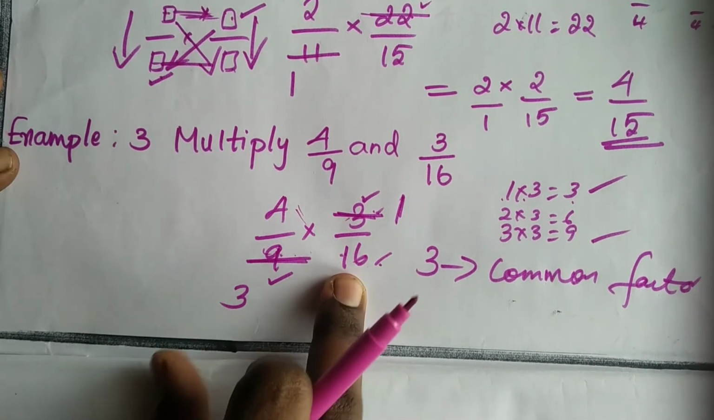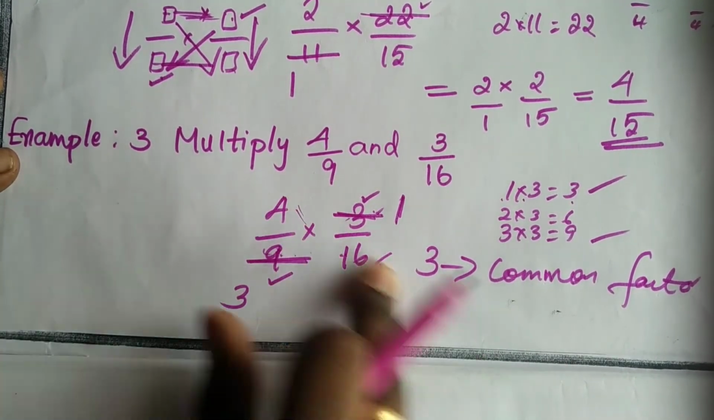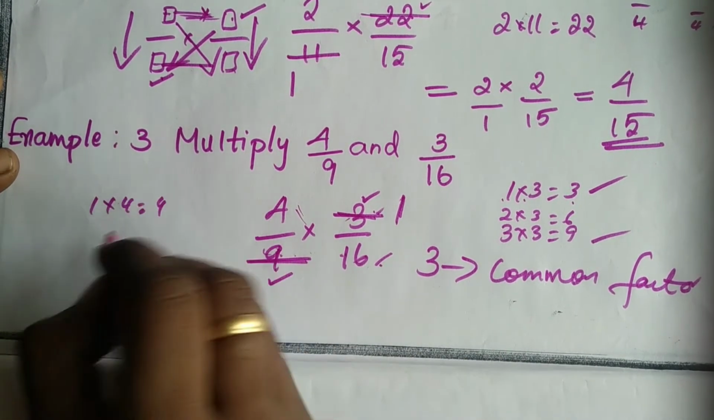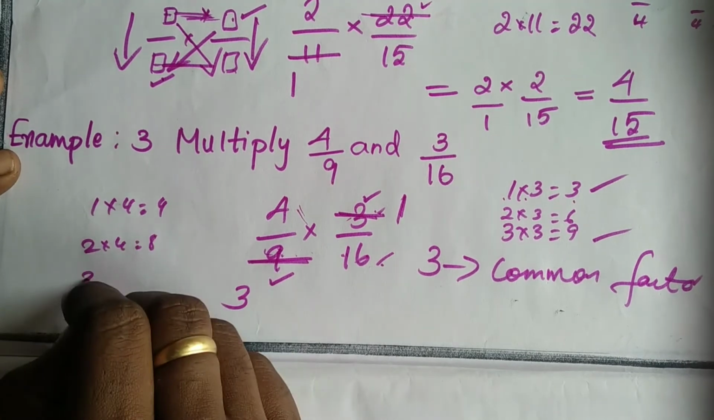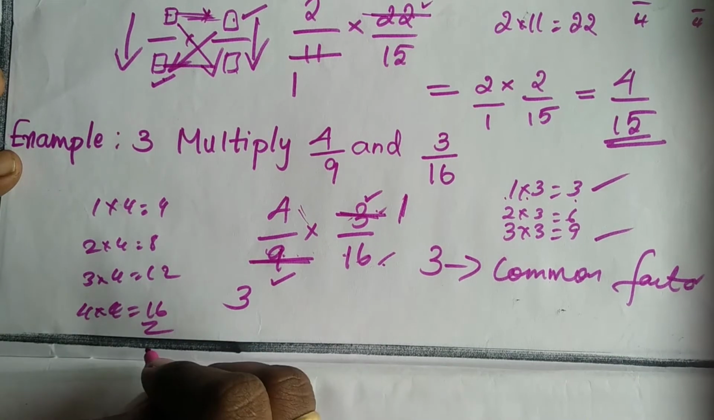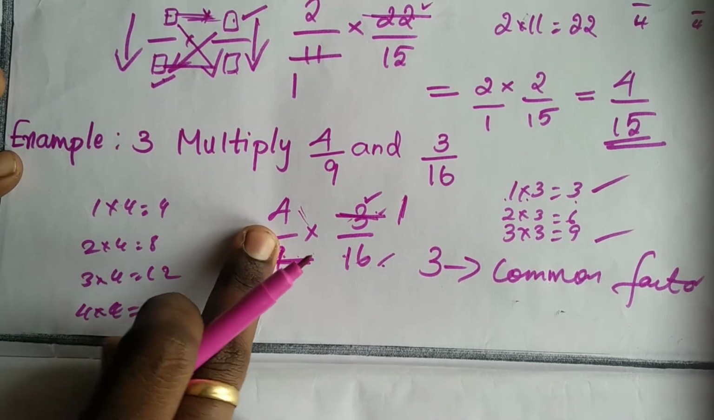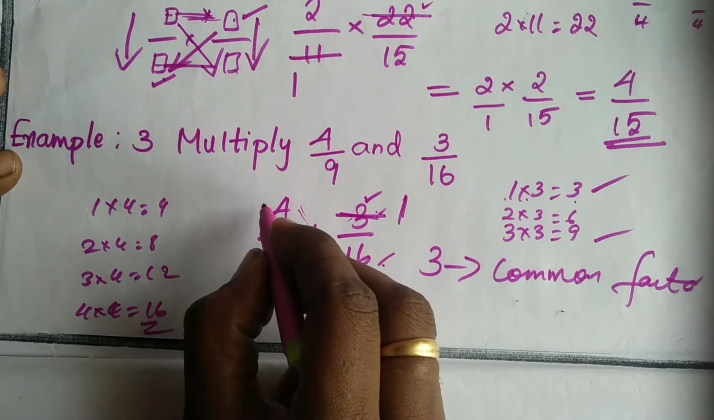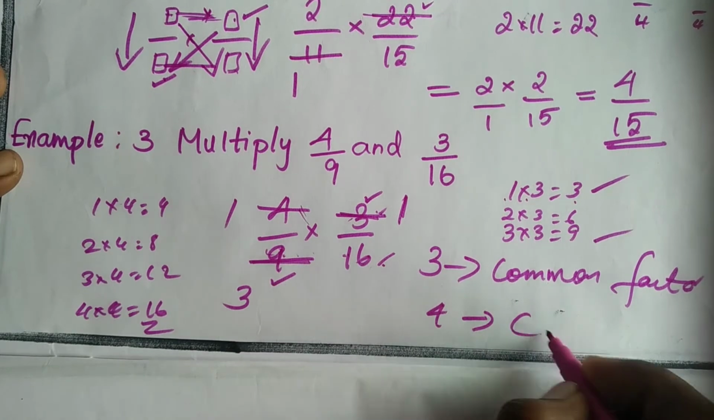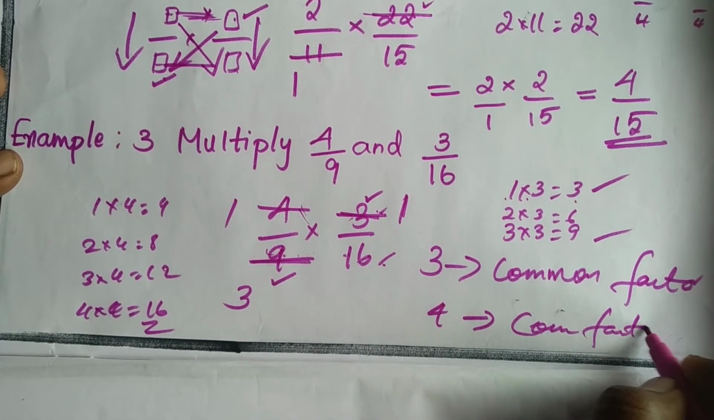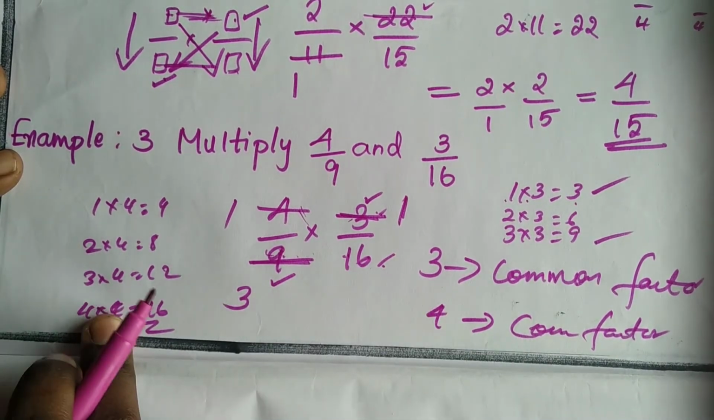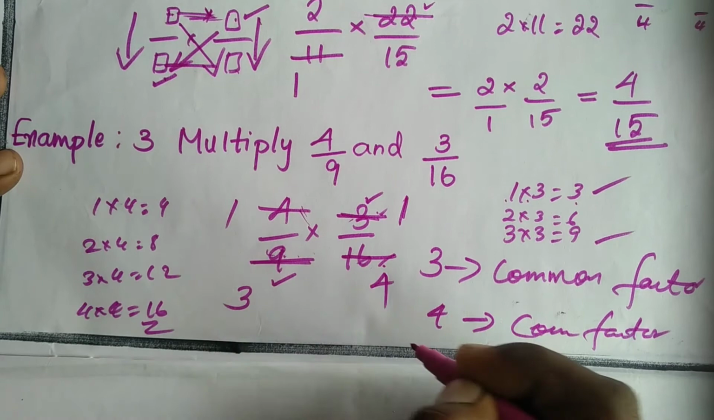Again come to 4 and 16. Is there any common factor between 4 and 16? Yes, in the 4 table, 1 4 is 4, 2 4s are 8, 3 4s are 12, 4 4s are 16. So the common factor is 4. So 1 4 is 4, and 4 4s are 16, so cut and write here 4.